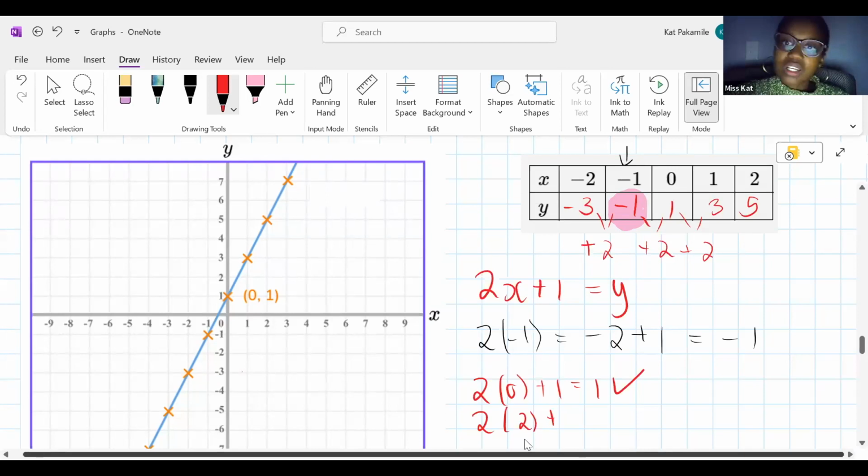2 times 2 plus 1 equals 5. That's the correct output. Do we see how we can use these things interchangeably? Going from graph to table to formula to flowchart. Do we see how easy it is, guys? Do we see how easy it is? And I'm going to have to end the lesson there.